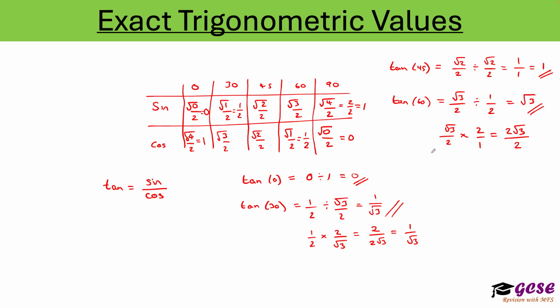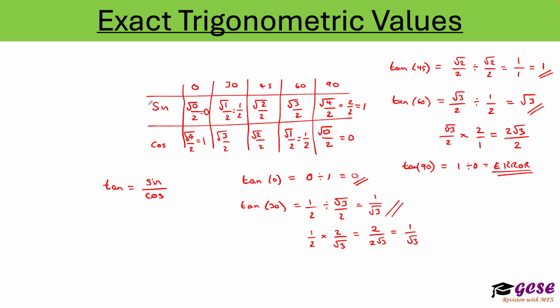Okay, and then finally, tan 90 is going to be sine 90, which is 1, divided by cos 90, which is 0. 1 divided by 0 is not 0. 1 divided by 0 is error. Okay, there is no value for 1 divided by 0. It gives you an error. 0 divided by 1 is 0. However, if you divide anything by 0, it will give you an error. Okay, and those are how you derive your exact trigonometric values.